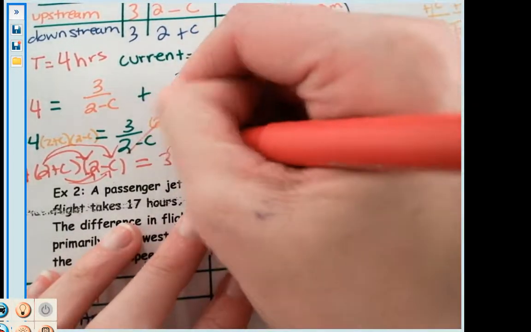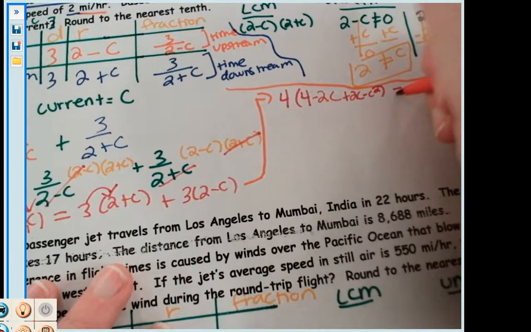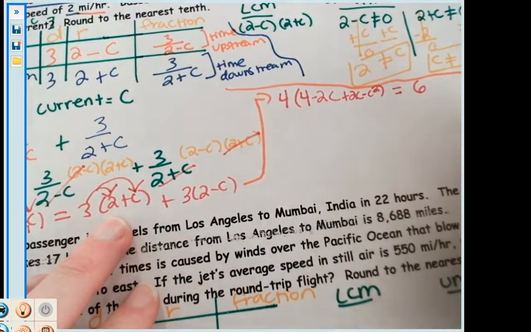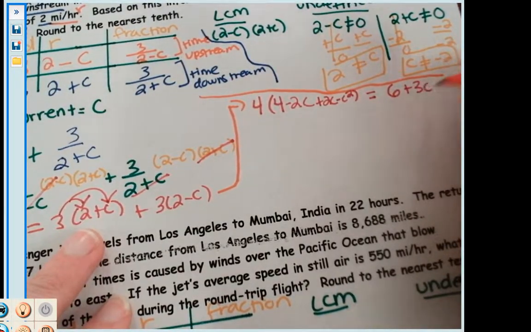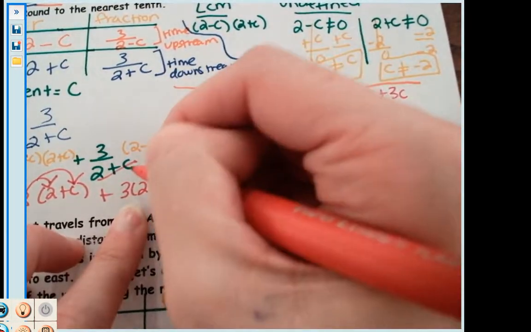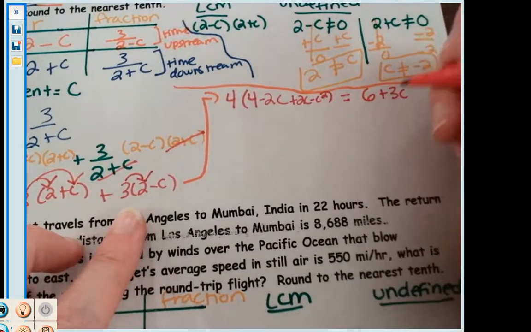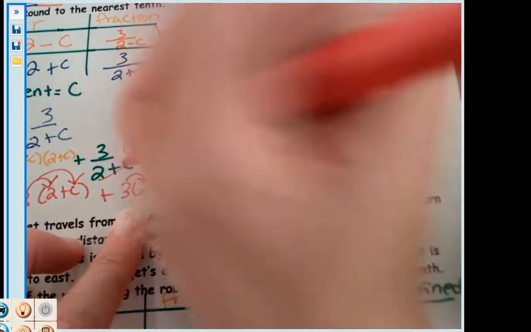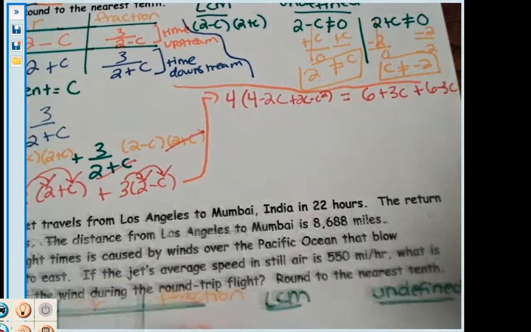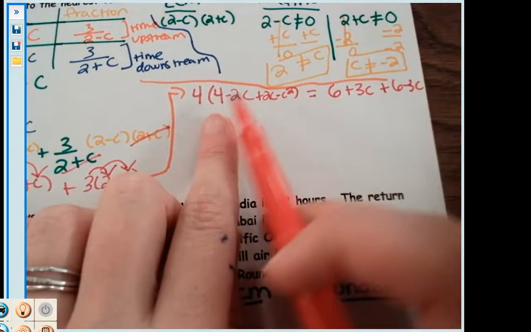So let's go. 3 times 2 will give me a 6. So this equals 6. And 3 times c gives me a plus 3c. And same on this side. I got to distribute this thing. So 3 times 2 gives me a 6. And 3 times negative c gives me a negative 3c.